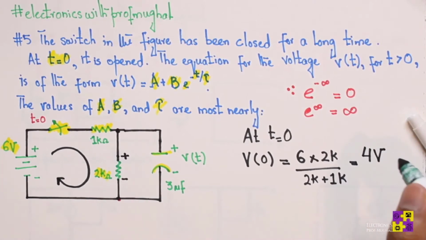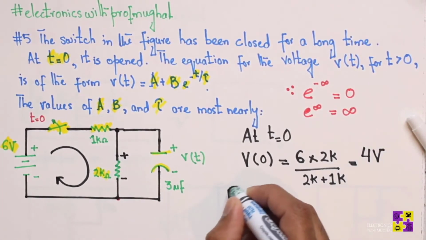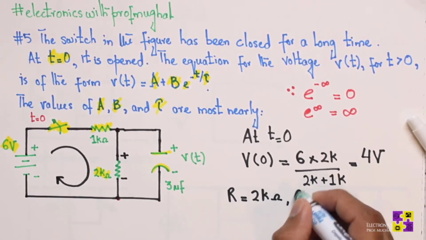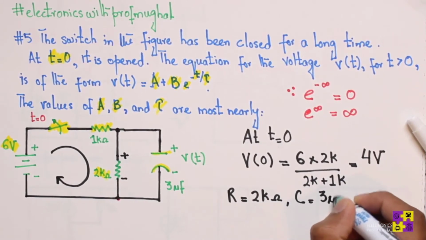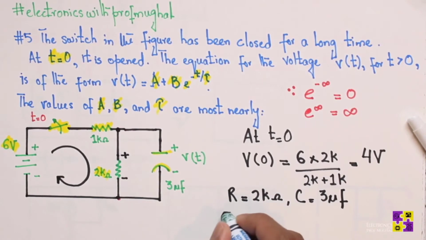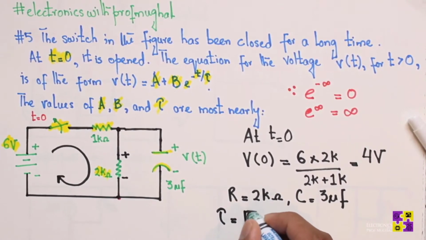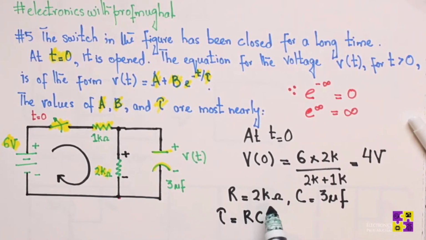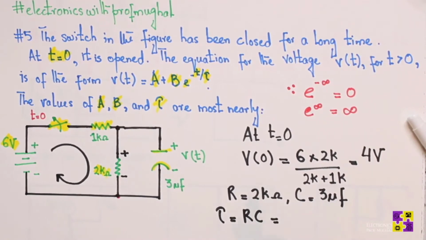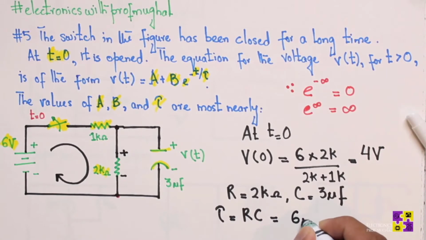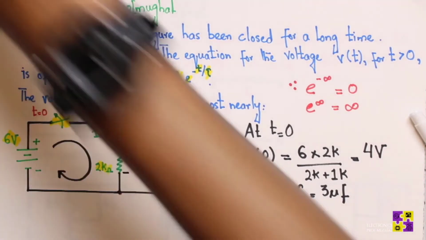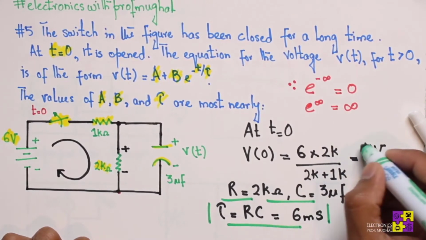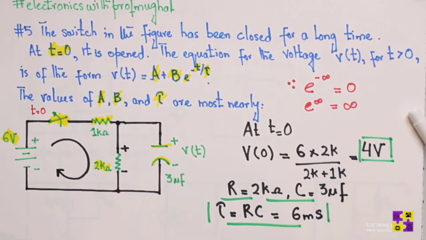Pretty simple. Now given R equals 2 kilo ohm and the capacitor is 3 microfarad, we can find the tau, which is the time constant, R times C. If I plug in the two values, 2 kilo ohm times 3 microfarad, I get 6 milliseconds. These are important pieces of information because we were looking for this. And also remember, V of 0 is 4 volts.